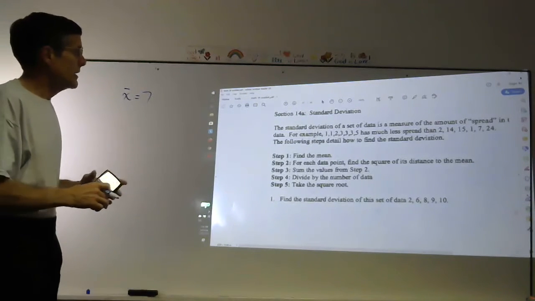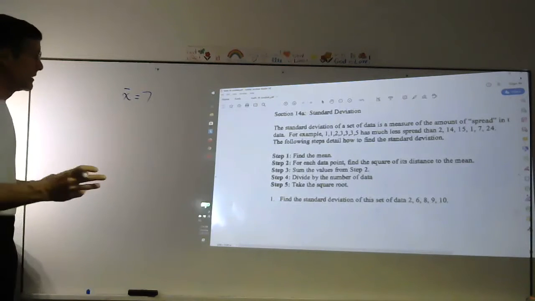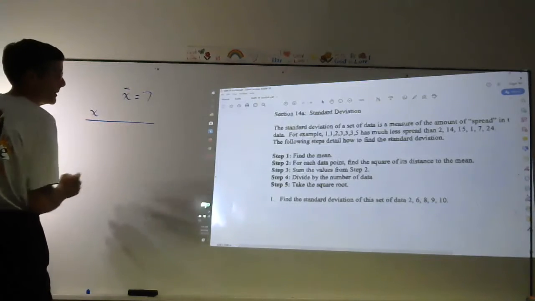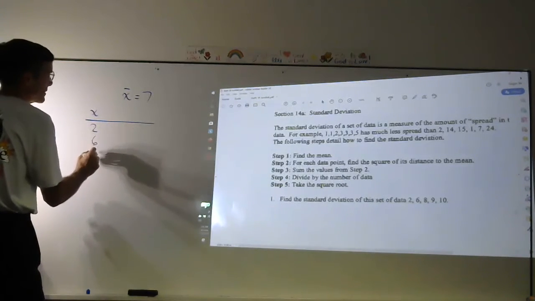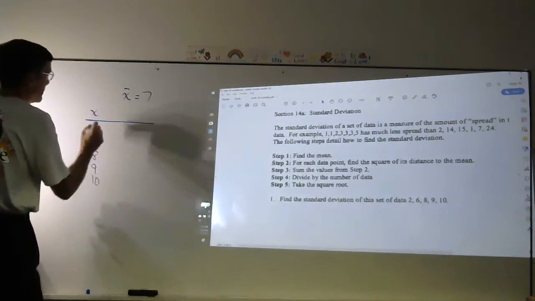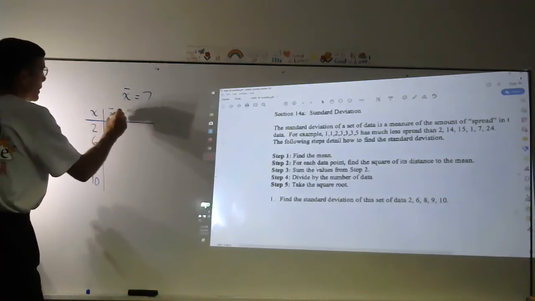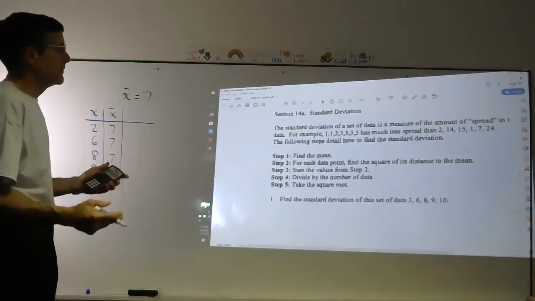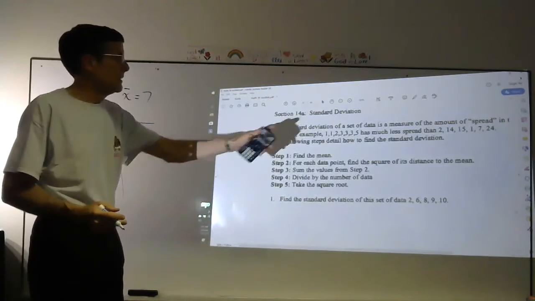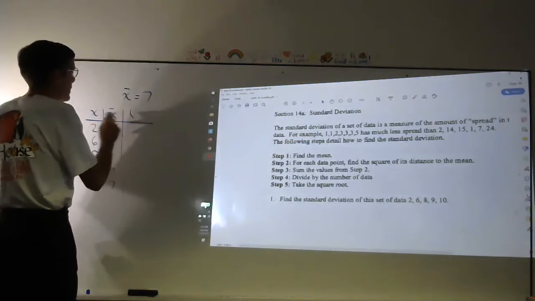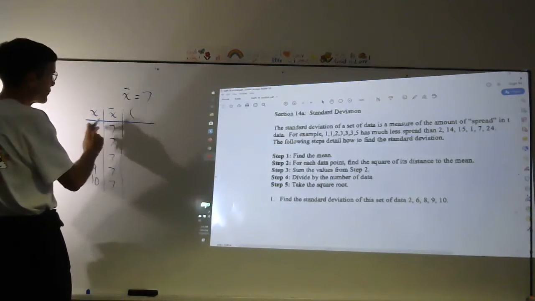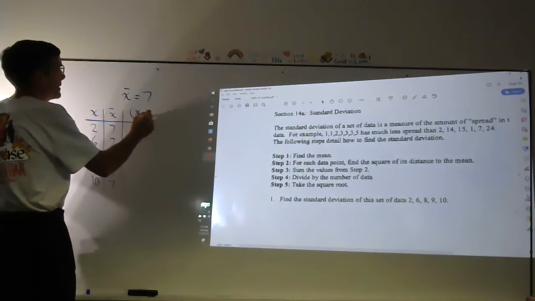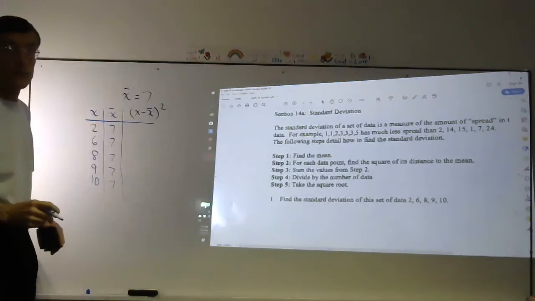All right, for each data point. Now what I like to do is make a little chart. So we have our data, our x values right here, okay? So we have 2, 6, 8, 9, and 10. Then we have x bar, which is 7, 7, 7, 7, 7. Now, I want to find the square of the distance to the mean. So I want to take the distance from the mean. So I want to take x minus x bar, and I want to square it, okay?